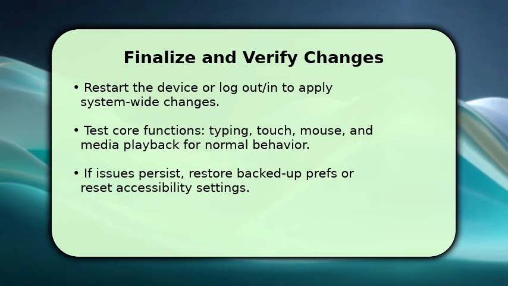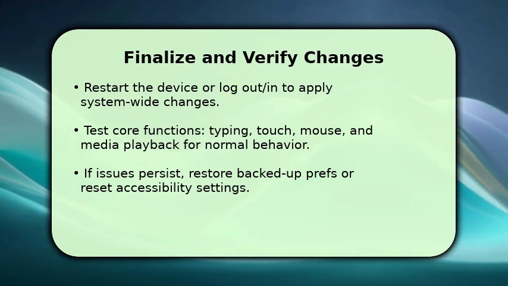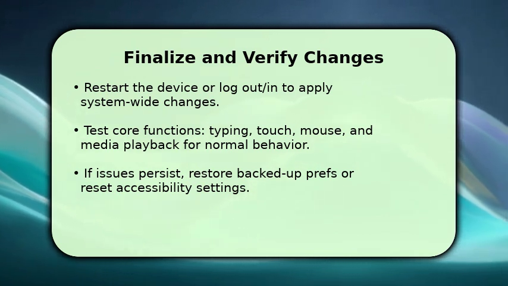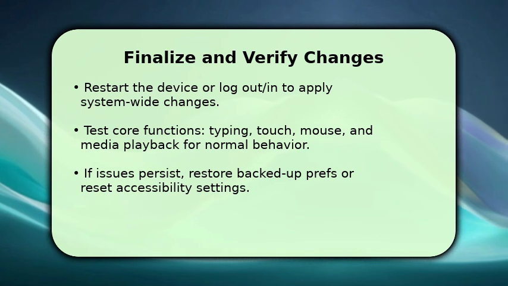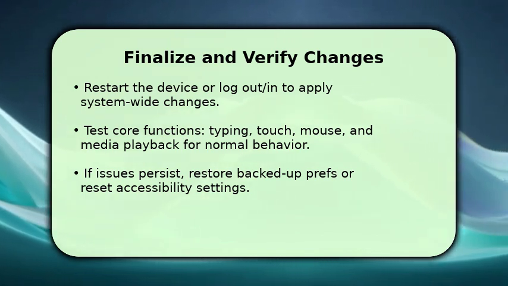If problems persist, restore your saved preferences or choose the accessibility reset option. Troubleshooting tip: if the screen reader remains active, check physical shortcut keys and disable any keyboard shortcut that re-enables it.